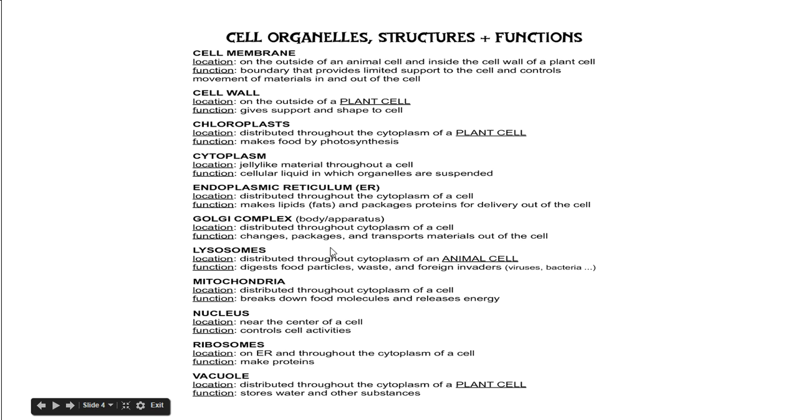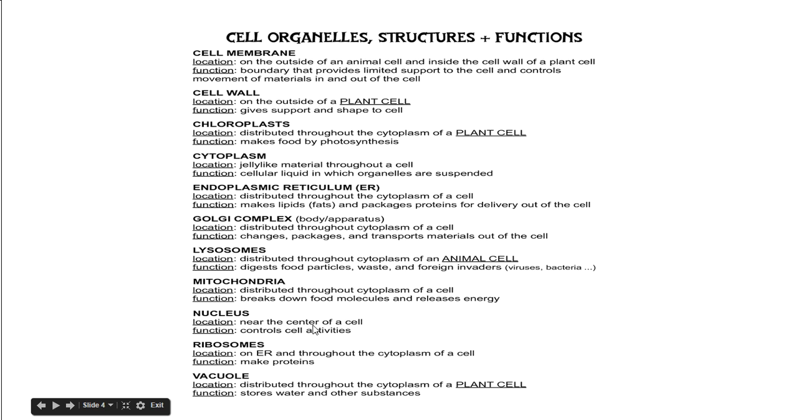Lysosomes are distributed throughout the cytoplasm of an animal cell. Now let's all say it together. Ready? 3, 2, 1. Animal cell only. And it digests food particles, waste, and foreign invaders, like viruses and bacteria. Mitochondria are throughout the whole cell, break down food molecules, and release energy. So again, another word for it is the powerhouse.